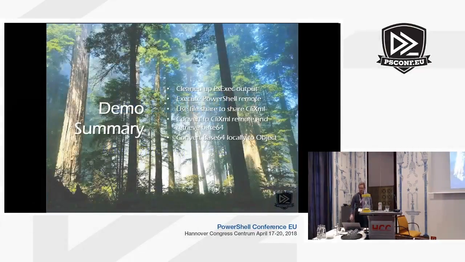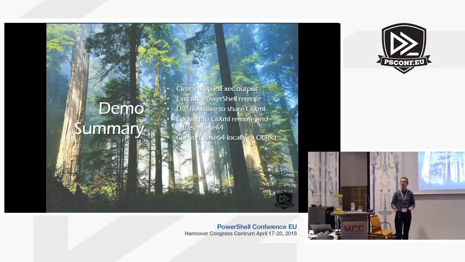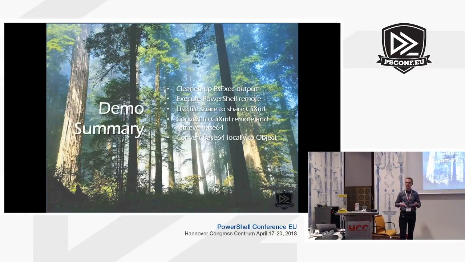So, what did we do? We used PSExec. We redirected the error stream to null. By doing so, we made sure that we only get the information we want, so actually only the output that PowerShell gives us. We executed PowerShell remotely using PSExec. We wrote it to CLIXML, and we showed that we can access that using file sharing, but maybe file sharing is not available. So what we did is we wrote it to local disk and we converted it to base64, and then on our system we converted the base64 back to something we could use, so an XML file.